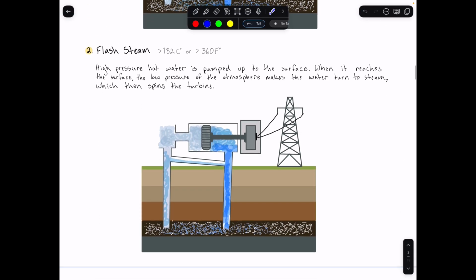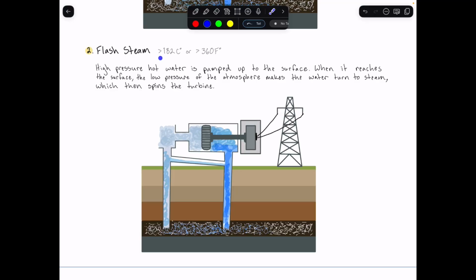Okay, the second type of geothermal power plant is a flash steam power plant. And in a flash steam power plant, it of course generates electricity using hot geothermal water, but the temperatures are typically around 182 degrees Celsius. And here, again, a well is drilled down, that water then permeates through the rock, picks up some of that heat, and then is pumped to the surface as a mix of water and steam.